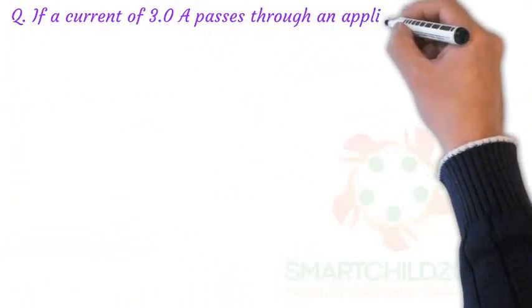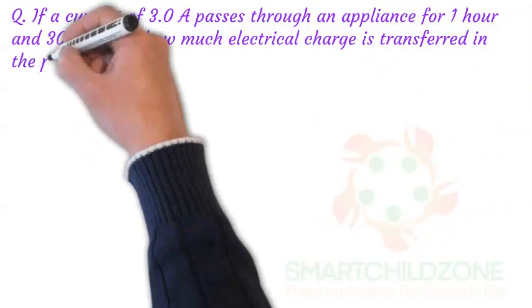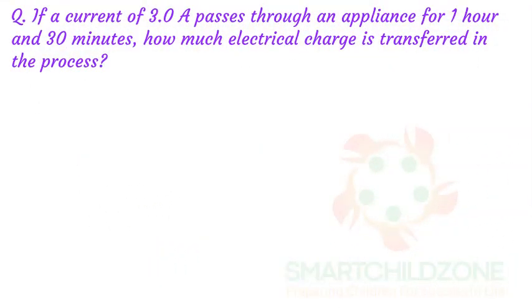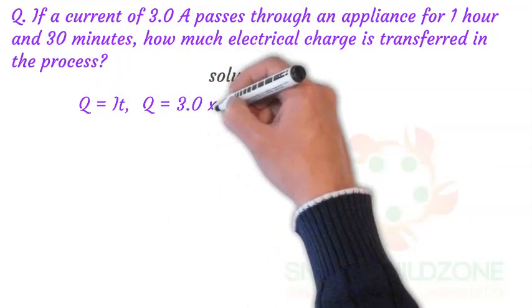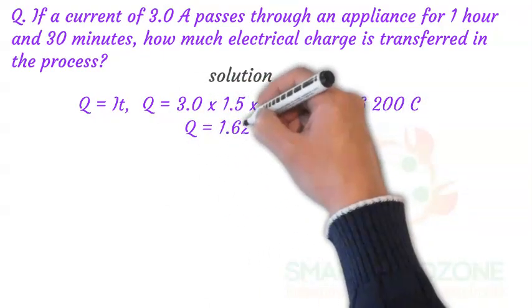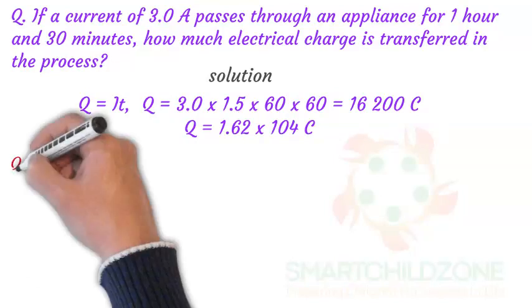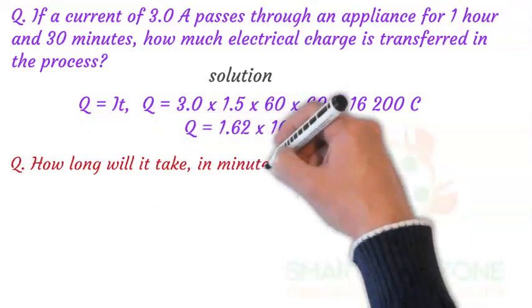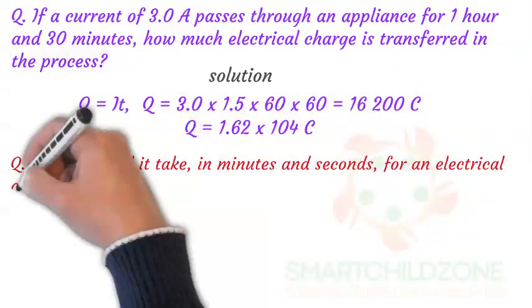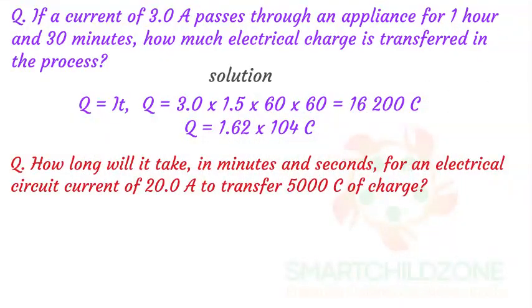If a current of 3.0 amp passes through an appliance for 1 hour and 30 minutes, how much electrical charge is transferred in the process? How long will it take, in minutes and seconds, for an electrical circuit current of 20.0 amp to transfer 5,000 coulomb of charge?